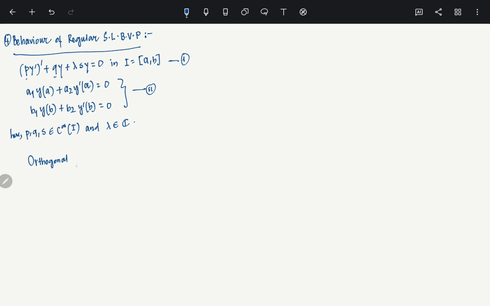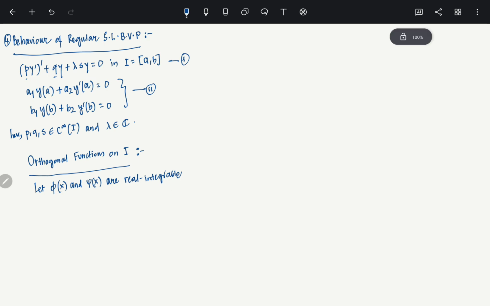So basically, what is it? Let me write it down. Orthogonal functions on the interval I. That's the definition. Essentially, let's say you are given two functions. Let phi of x and psi of x be two real integrable functions. We are assuming they are Riemann integrable on I.